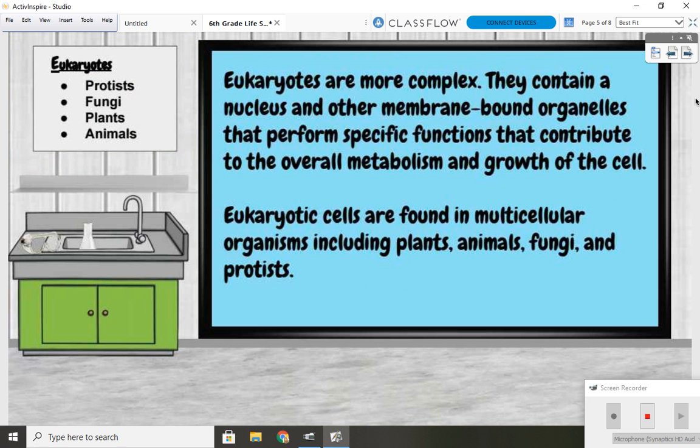Eukaryotes are more complex. They contain a nucleus and other membrane-bound organelles that perform specific functions that contribute to the overall metabolism and growth of the cell. Eukaryotic cells are found in multicellular organisms, including plants, animals, fungi, and protists. So that's what we're going to focus on, is identifying these differences.